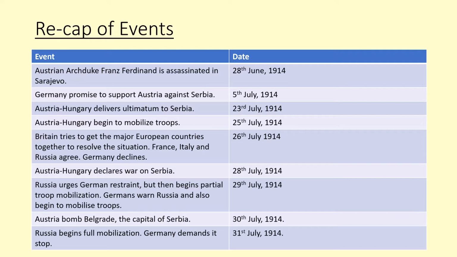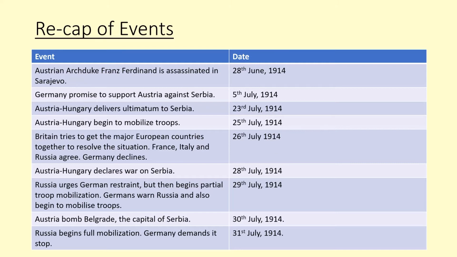On the 26th of July, Britain realises the problem that it is starting to build, tries to get the major European countries together to resolve the situation peacefully. France, Italy and Russia agree to do this, but Germany say no. On the 28th of July, as a result of Serbia declining the ultimatum, Austria-Hungary declares war on Serbia. The next day, Russia urges Germany restraint, but then begins to partially mobilise their troops.